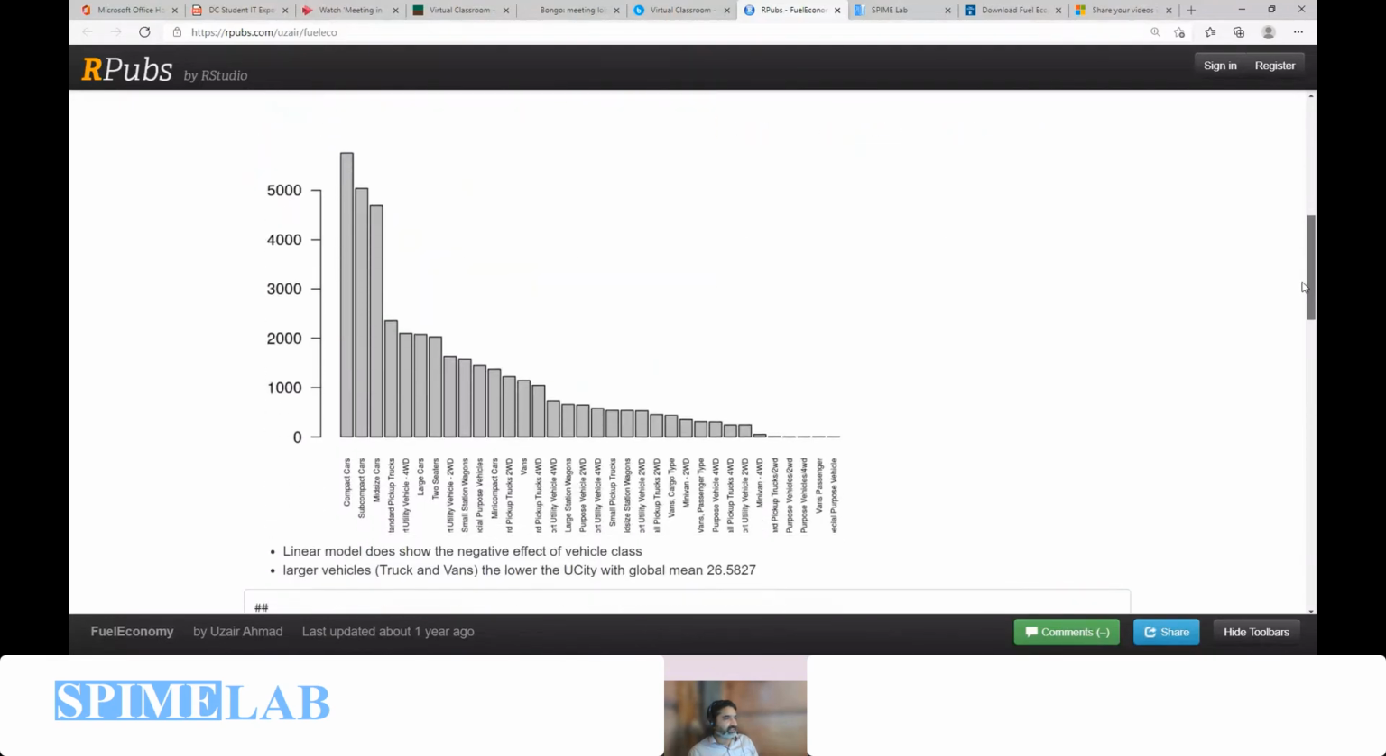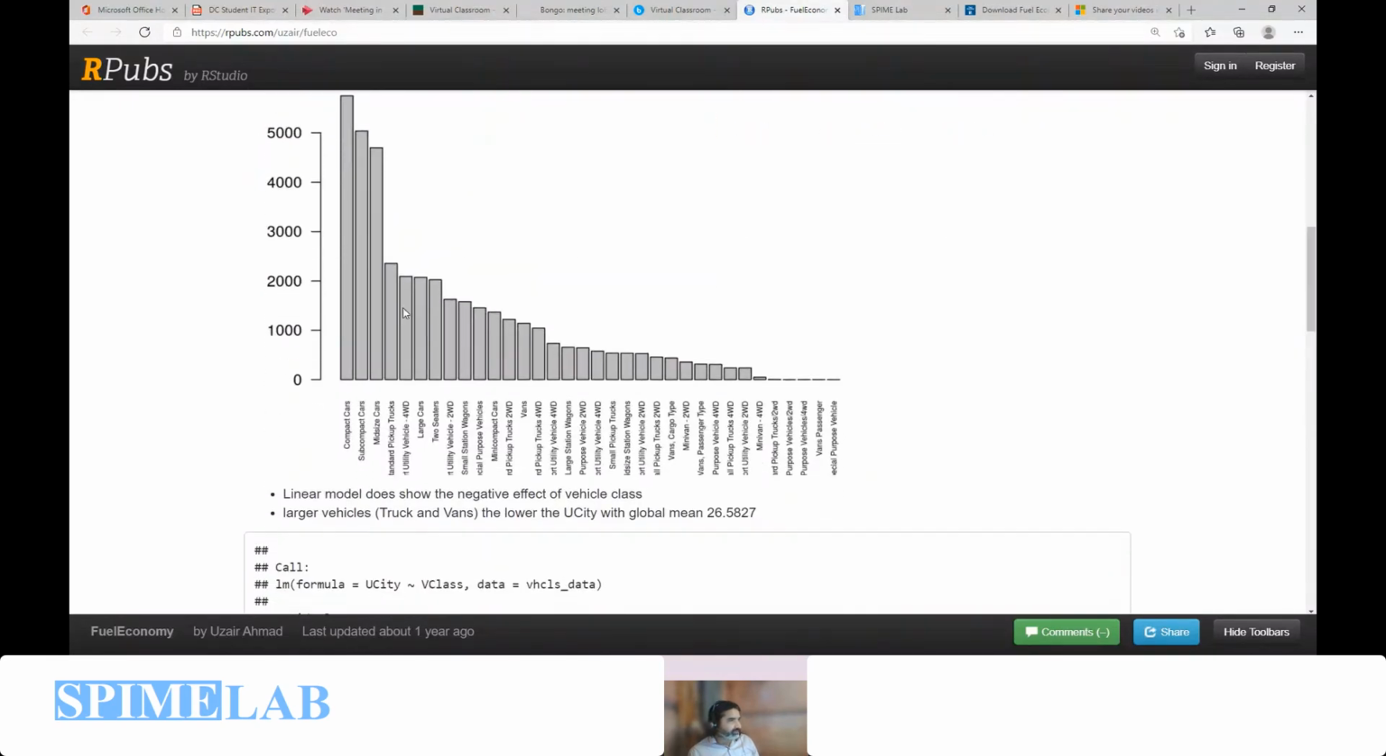V class is another categorical variable. Most of the V class vehicles, over 5,000, are compact cars, and the least represented are these special purpose vehicles. So in your data set, most of the cars are compact cars, subcompact cars and mid-size cars. So categorical variables do give you very useful information about categories in your data set.